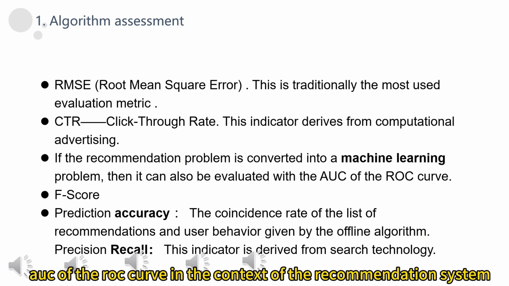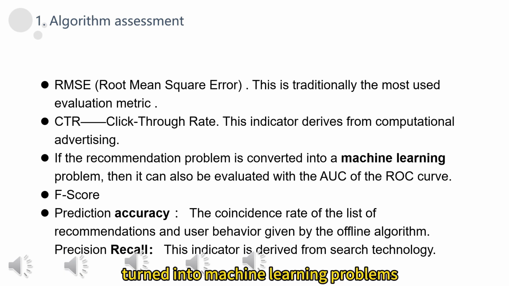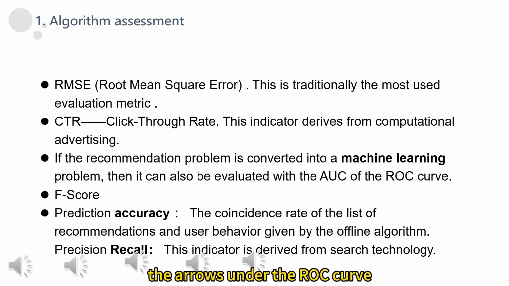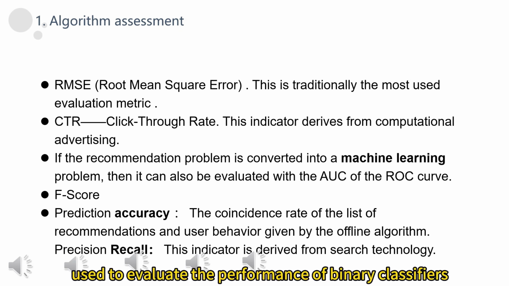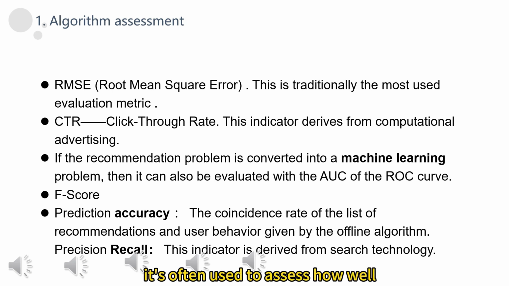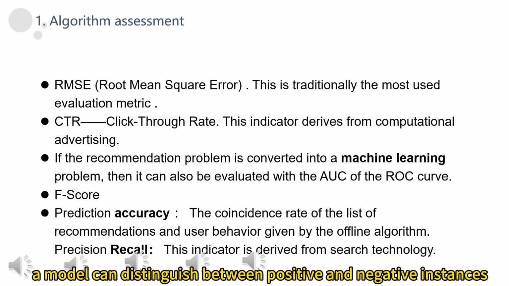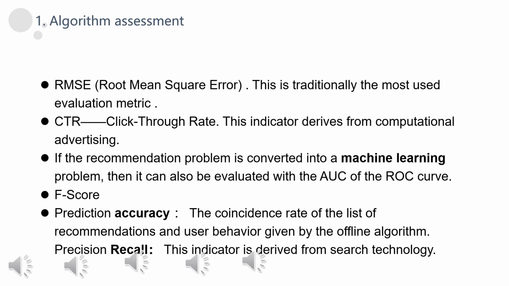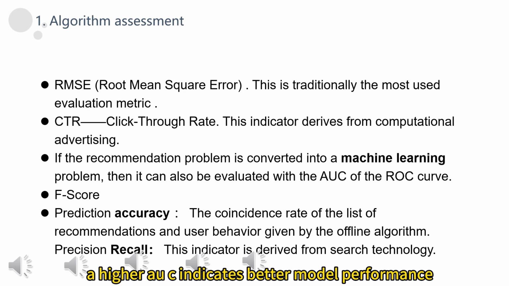You see the area under the ROC curve in the context of the recommendation system turned into a machine learning problem. The area under the ROC curve is a metric used to evaluate the performance of binary classifiers. It's often used to assess how well a model can distinguish between positive and negative instances. A higher AUC indicates better model performance.